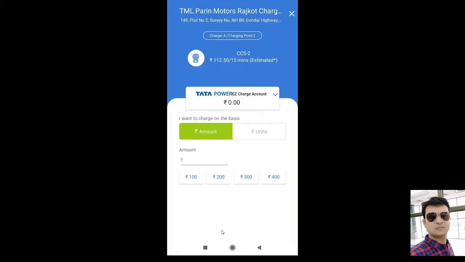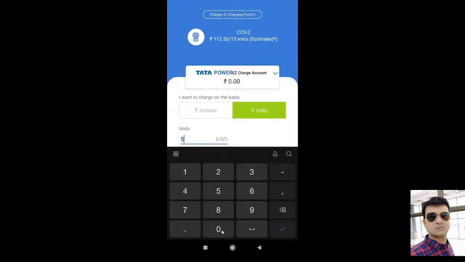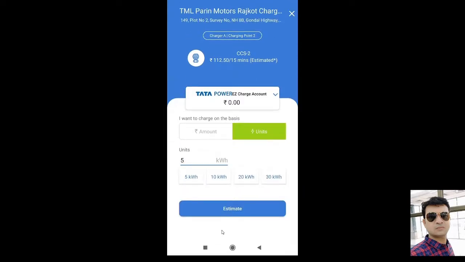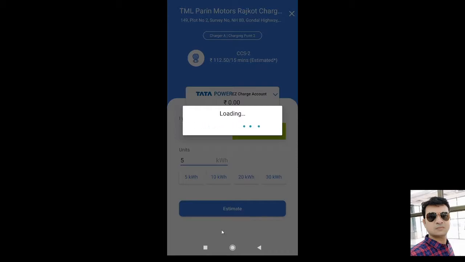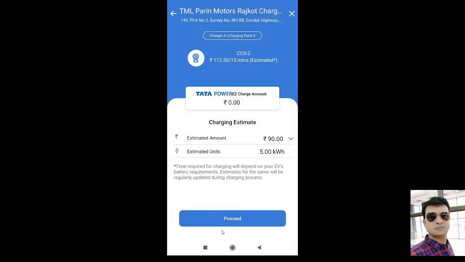Now you have to enter either amount or unit. It is very simple: this is to write amount, and this one is unit. So I will click on 5 kilowatt hour estimate. It is loading. So the estimated charge is about 90 rupees for 5 kilowatt hour, and then proceed after connecting the charger to your battery car. This is the actual charging procedure of CCS2.